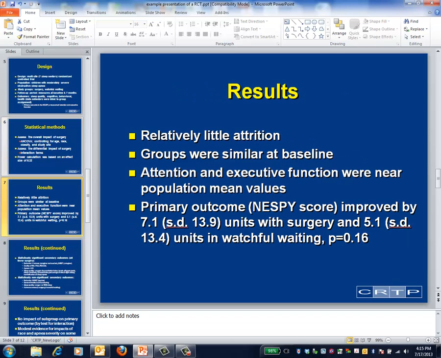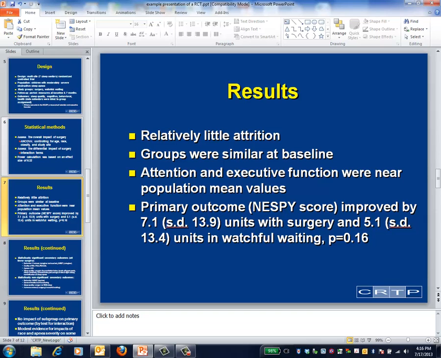The consort diagram suggested relatively little attrition. The groups were similar at baseline. The NESPI scores were near the population mean. In other words, it doesn't look as if sleep apnea has caused long-term harm to the children being studied. This would make me wonder whether the study has a ceiling effect. In other words, as far as the primary outcome variable is concerned, children might have little room to improve.